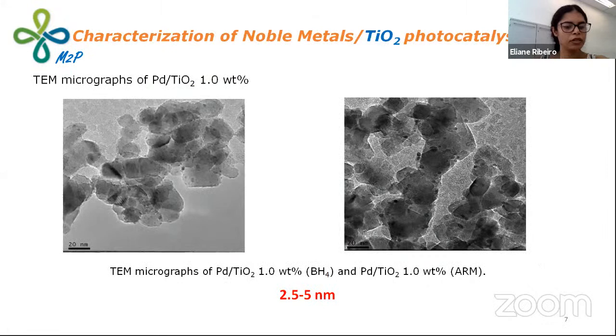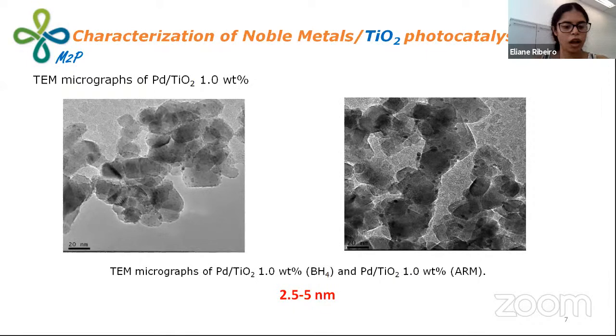The platinum titanium dioxide samples obtained by two different methods were compared, and we can see black dots dispersed on the titanium dioxide support, presenting sizes in a range of 2.5 and 5 nanometers for palladium.